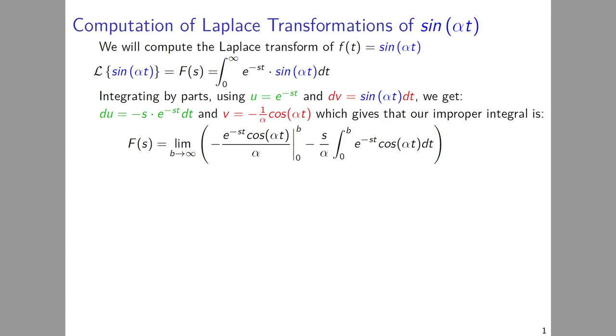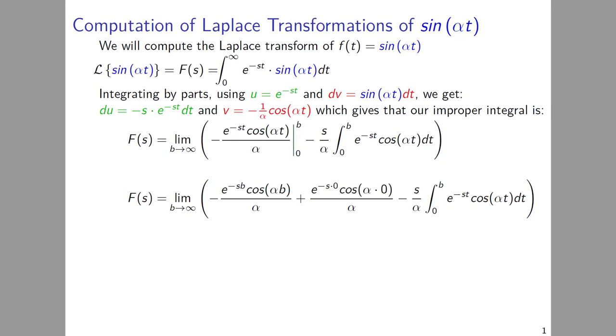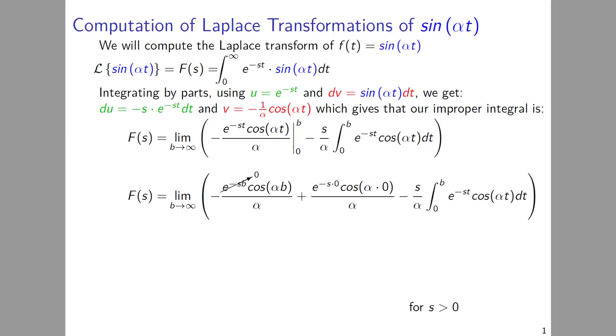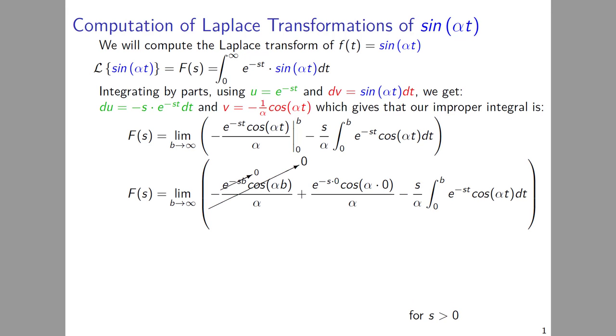Evaluating the first part at 0 and b, we get negative e to the negative sb times cosine alpha b over alpha plus e to the negative s times 0 times cosine of alpha times 0 over alpha. But as b goes to infinity, e to the negative sb goes to 0 so long as s is positive, which means that this entire first term goes to 0.